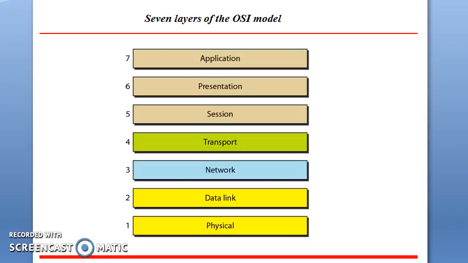OSI stands for Open System Interconnection. It is a reference model of 7 layers, starting from physical layer, data link layer, network layer, transport layer, session layer, presentation layer, and application layer. This is a reference model which is being used in networking.